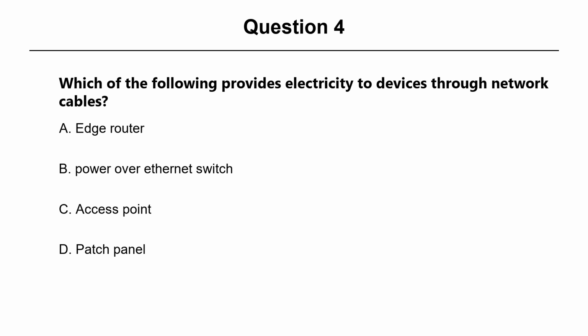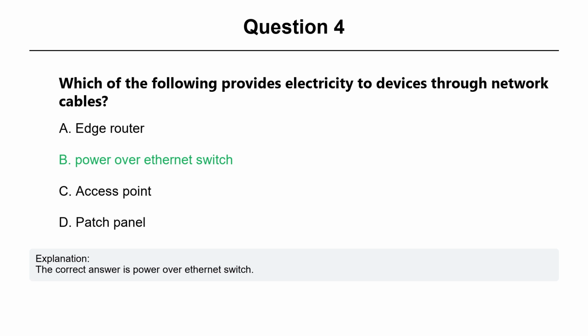Question 4. Which of the following provides electricity to devices through network cables? Option A, edge router. Option B, power over Ethernet switch. Option C, access point. Option D, patch panel. The correct answer is option B, power over Ethernet switch.